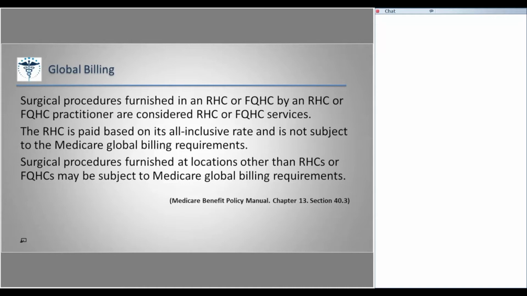A dressing change, remember I said, was not a medically necessary encounter. So just coming in for a dressing change wouldn't be a medically necessary encounter, and nor would we expect our physician or nurse practitioner to do a dressing change.